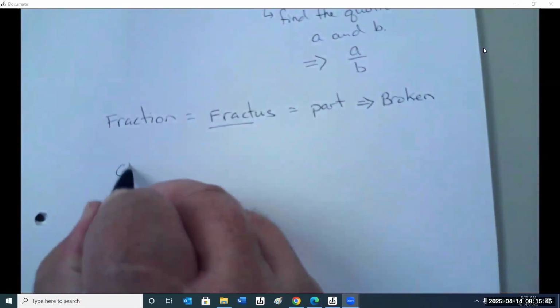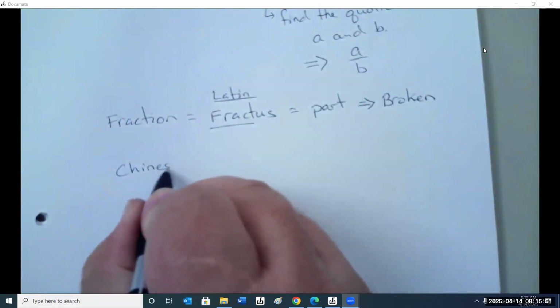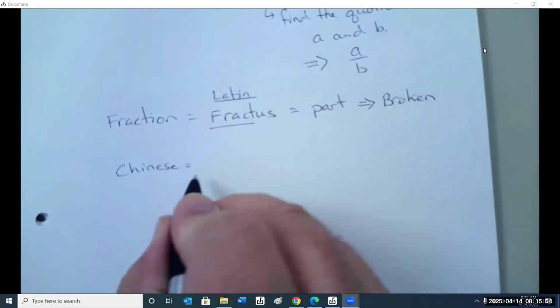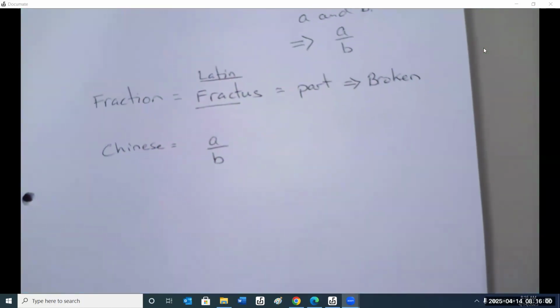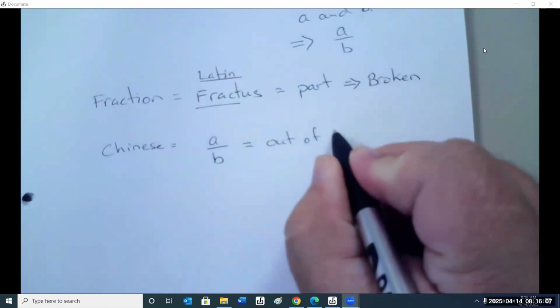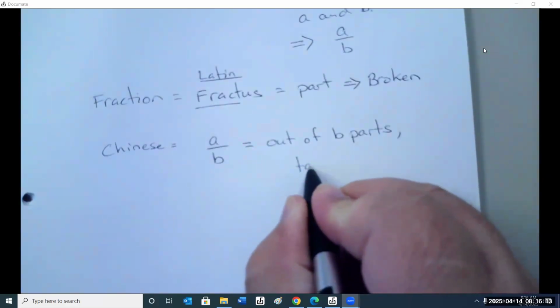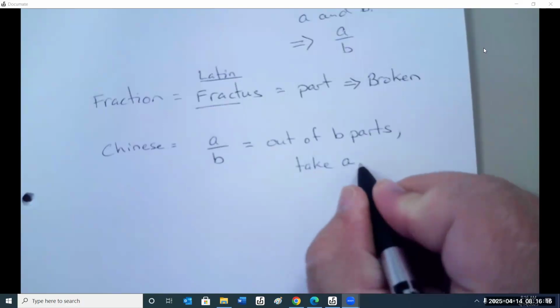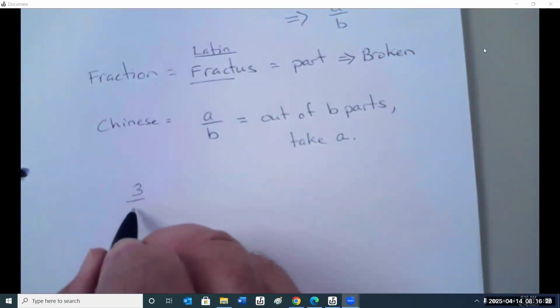In Chinese, this is in Latin. In Chinese, the fraction is read out of B part, take A. That's a very logical way of thinking about it.